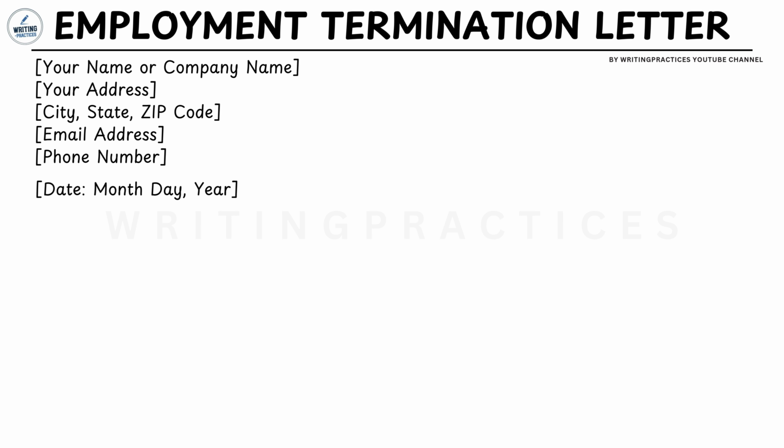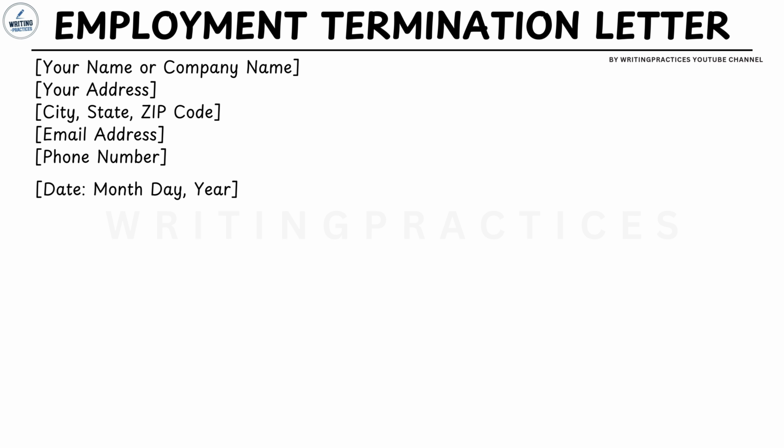Date. Include the date the letter is written. For instance, date, month, day, year. This may seem like a small detail, but it's crucial for record keeping. The date serves as an official timestamp for when the termination was communicated. If there's any dispute, having this clearly stated can help avoid confusion.